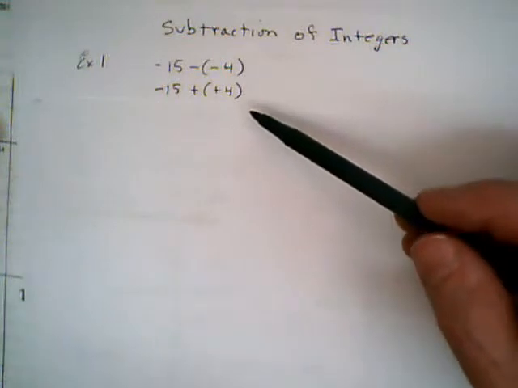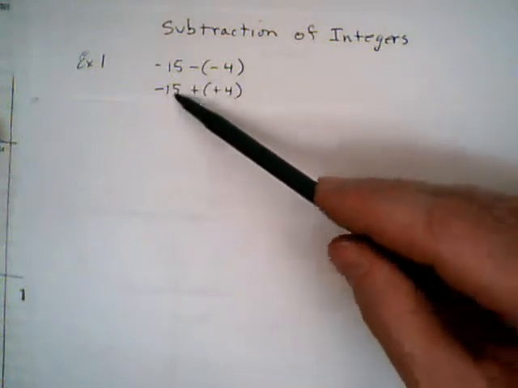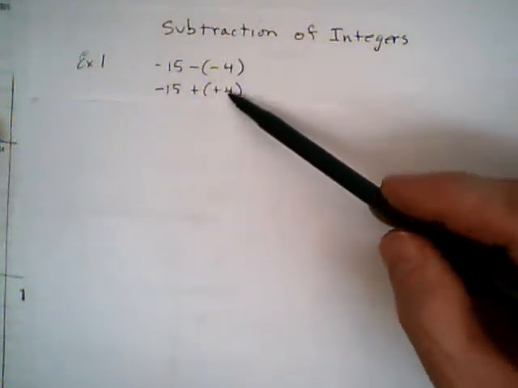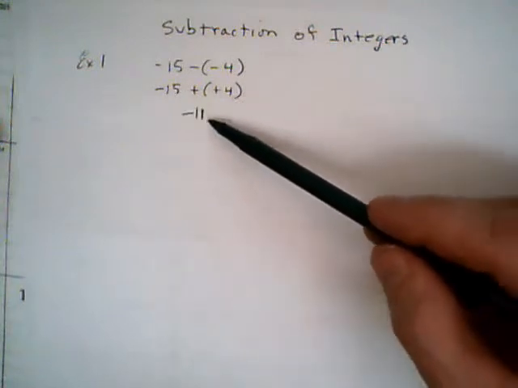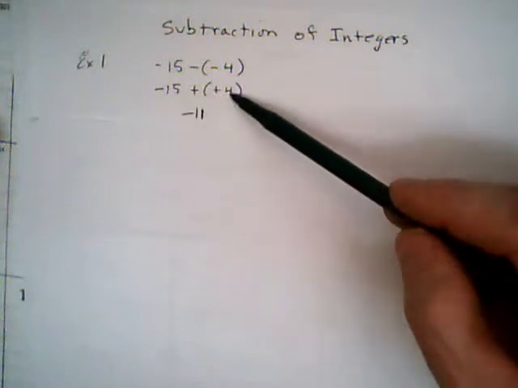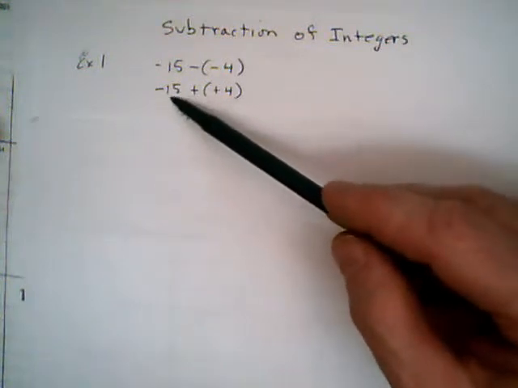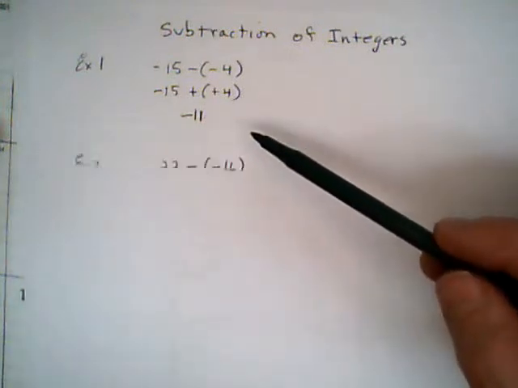Now, if you remember from your addition rules, if we're adding two numbers with different signs, we actually have to take the difference of 15 and 4, which is 11. But because the 15 is larger than the 4 and it's a negative 15, our answer is negative 11. Example 2.